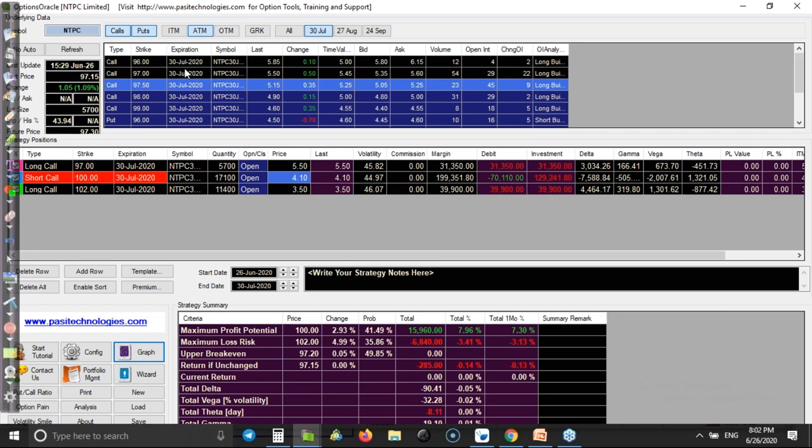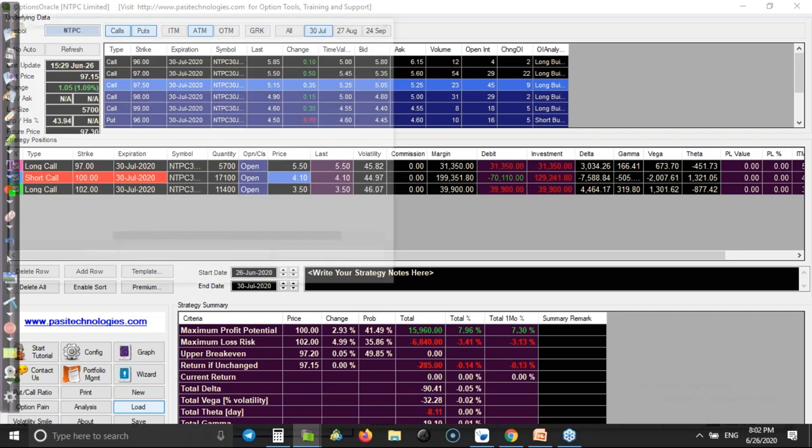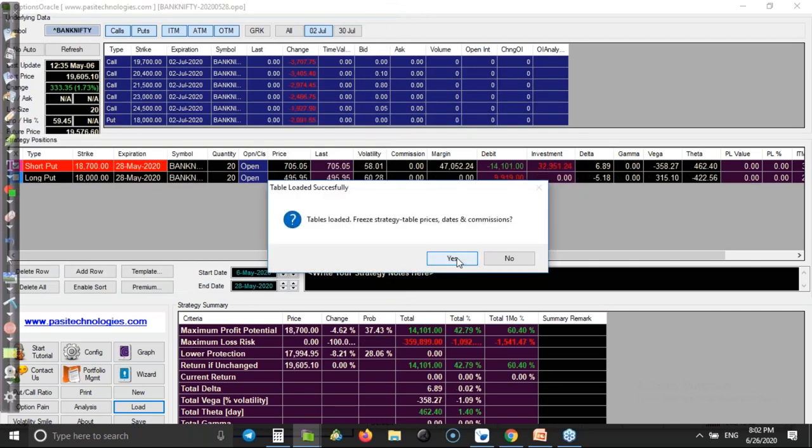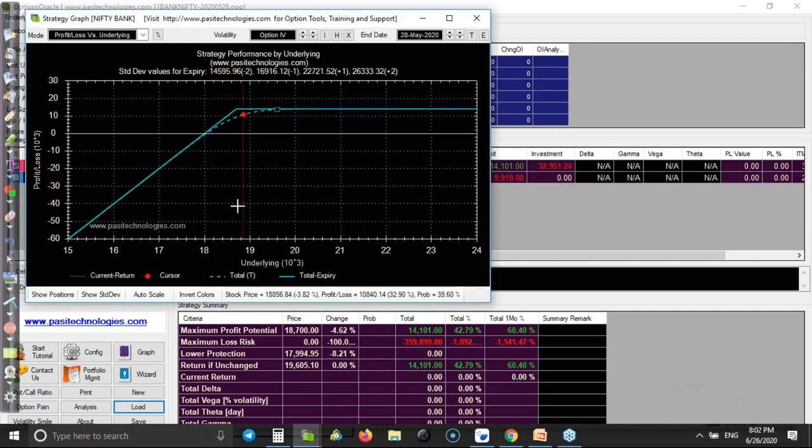I have already given it here, like here is a loot option, a Bank Nifty previous looting file. When I did it, it looked like that, and I saved it like that. Have you seen it? I did it like 1 or 2 months ago. You can check by using this strategy. That's it.